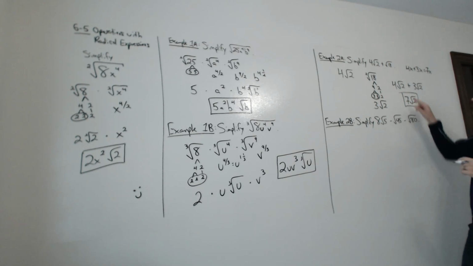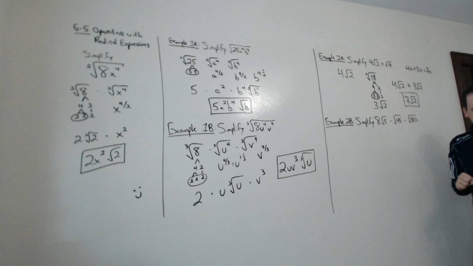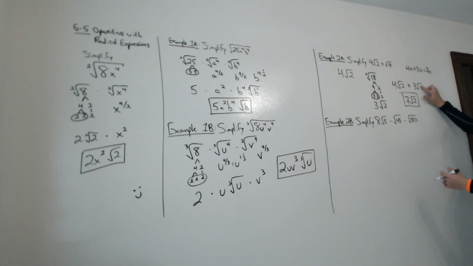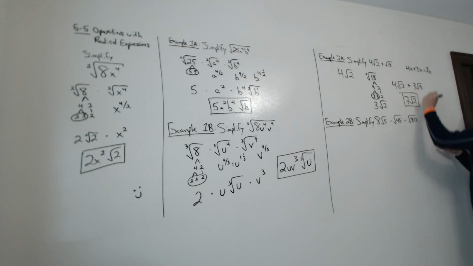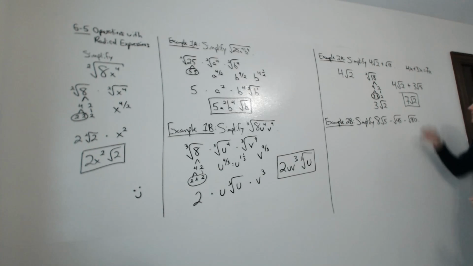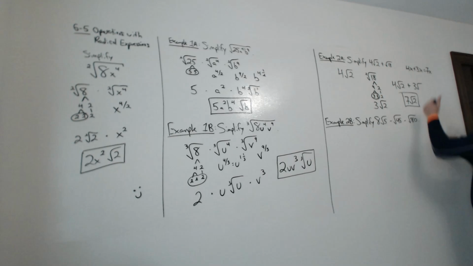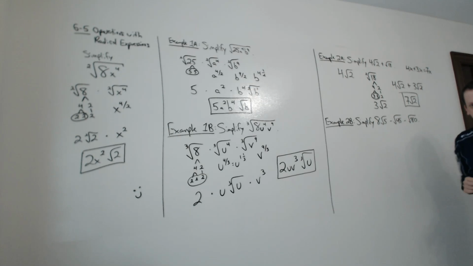So you only add the numbers that are outside the roots. Okay? And this only works if the numbers inside the roots are the same. If I had changed this into a 5, for instance, you would not be able to add them together. If this were a 5, you would not be able to do that. You would have to keep it this way, and this would be your answer. But since these numbers were the same inside the root, we could just add those numbers on the outside together.